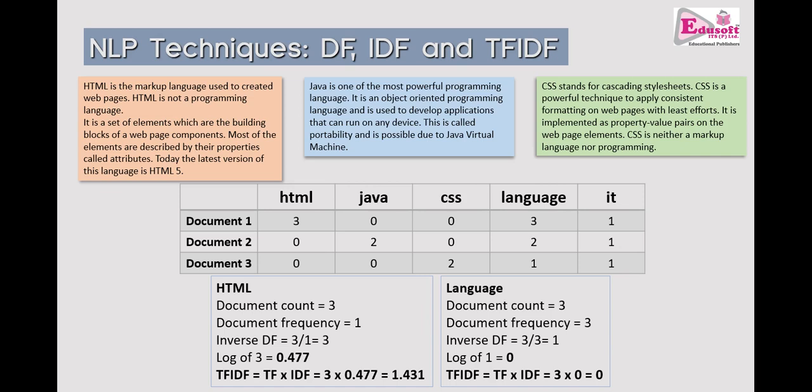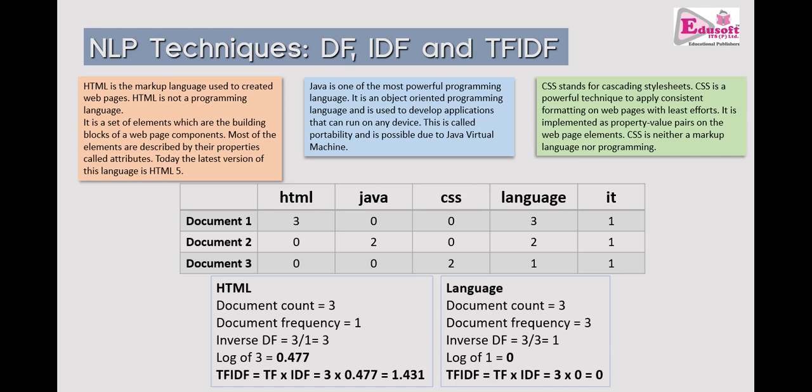So term frequency is document-wise: in a particular document, how many times that term has appeared. Document frequency is in how many documents the term has appeared. These two have to be understood very carefully, and only then can we proceed further.